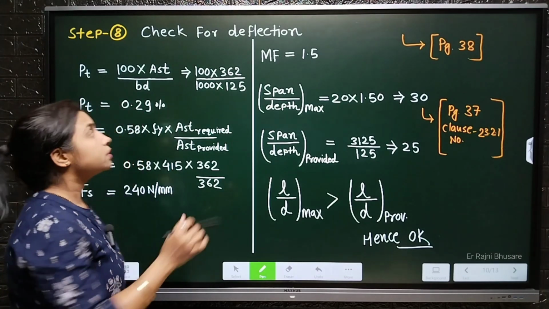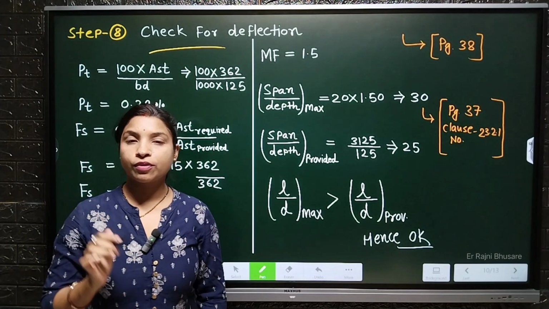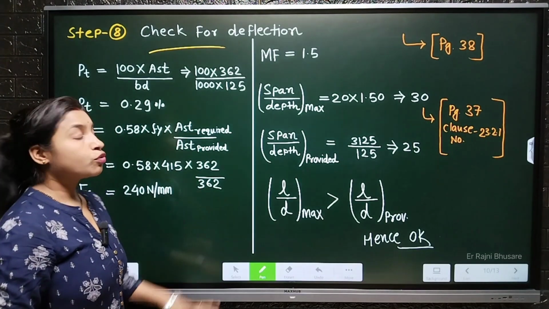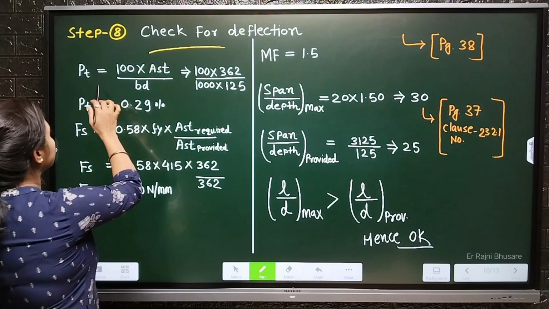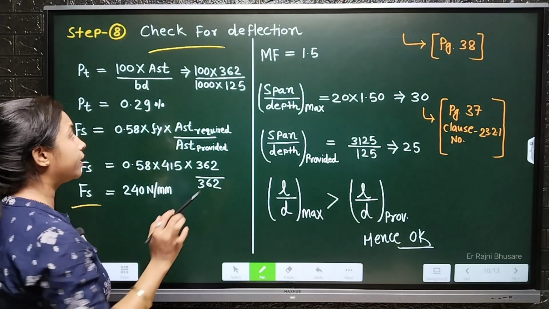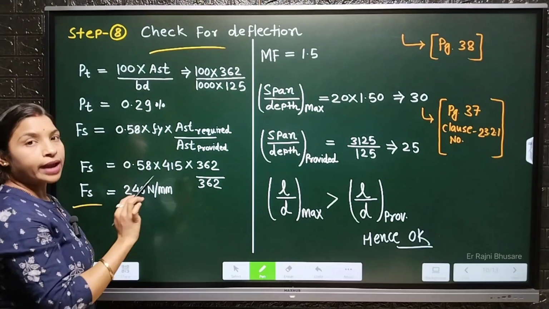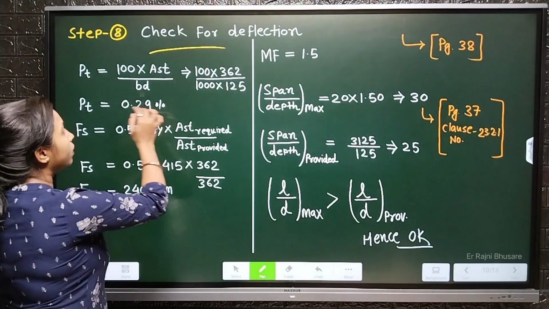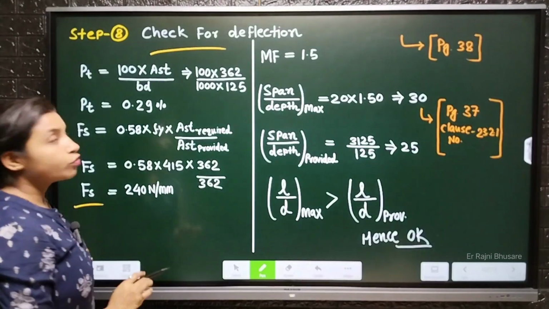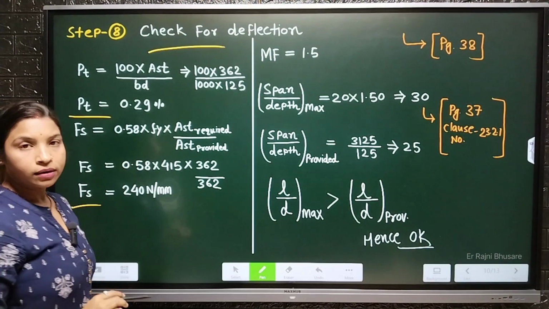And our last step is check for deflection. Deflection is very important in designing a one-way slab. Here is how we can calculate deflection. Firstly, the percentage of reinforcement, whose formula is 100 into Ast by bd. Putting all values in this formula: 100 into our Ast, which we calculated as 362, upon our b 1000 and our d 125. So we calculate it, and our percentage of reinforcement is 0.29%.